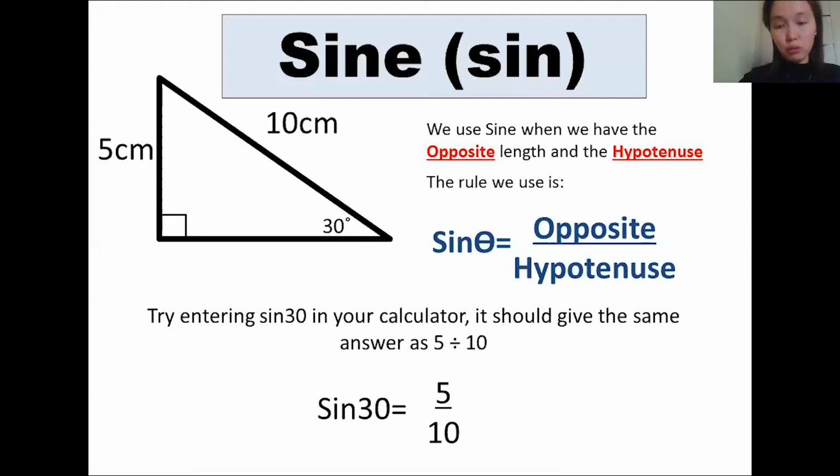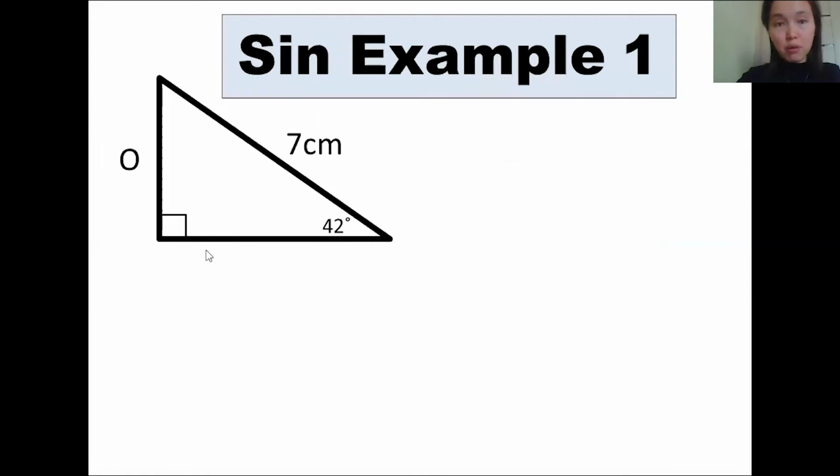5 over 10 will be 1 over 2. So, let's do some examples about the sine rule.